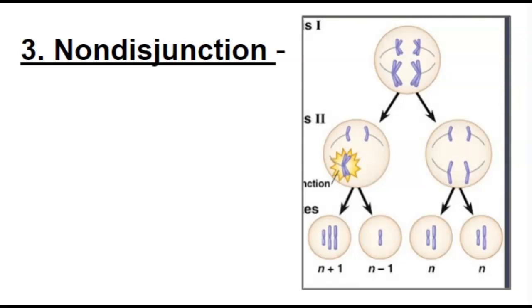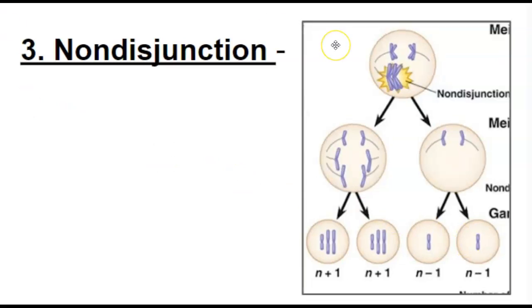If we take a look here at this picture, notice when we have our chromosomes lined up and they pull apart for anaphase, here there's a problem. On this side, both of the sister chromatids pulled to this side, and eventually we end up with an egg or a sperm cell that has an extra chromosome, one that's missing a chromosome, and then two normal ones.